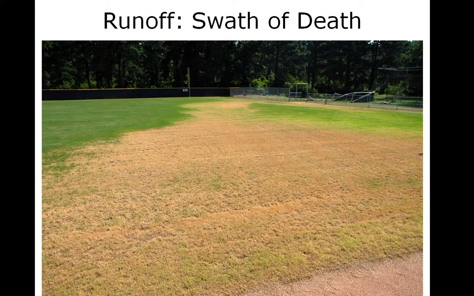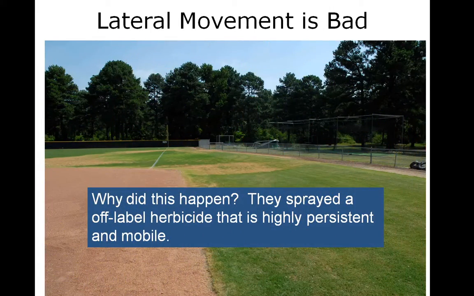Water used to irrigate this sports field moved a pesticide product off-site and onto the ball field. The grass was killed as a result of runoff. It turned out in this instance, the pesticide was not labeled to be used along the edge of the ball field and it caused this damage. It does not attach tightly to soil particles, was soluble, which made it highly mobile.